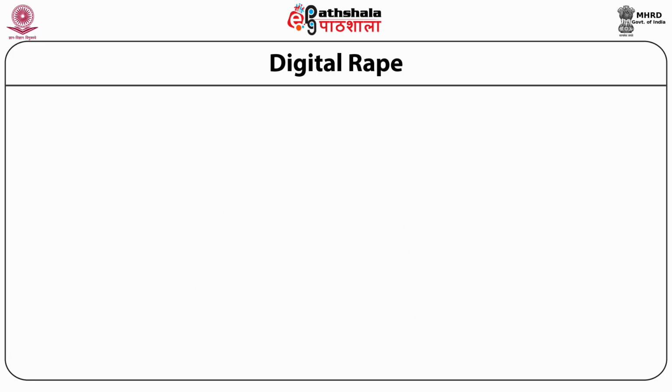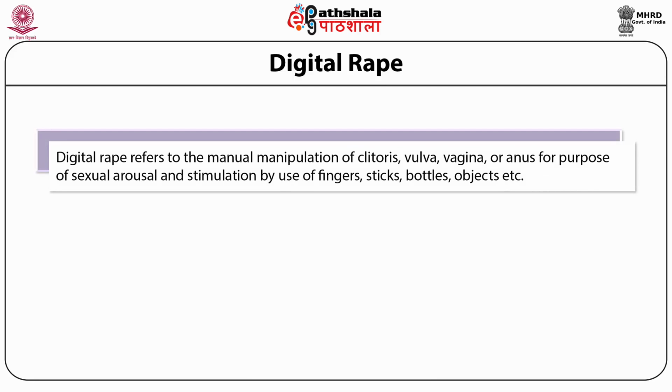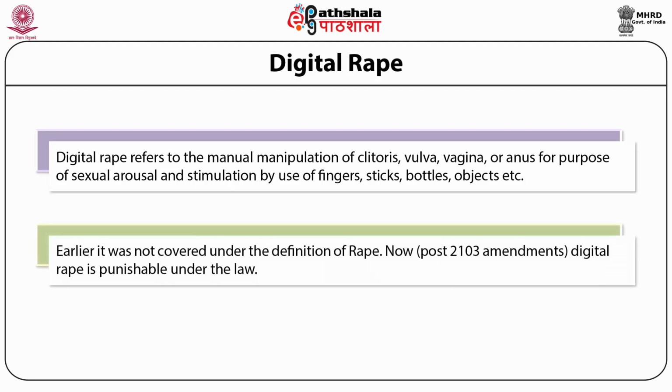Now coming to the next category of rape, which is digital rape. Digital rape refers to the manual manipulation of female genitals by the use of fingers, sticks, bottles, objects, etc. This kind of rape is very common in cases of child abuse. Earlier, it was not covered under the definition of rape. Now, after the 2013 amendments in the criminal law, digital rape has also been made punishable under the law.